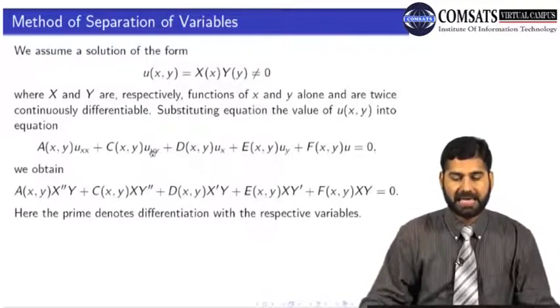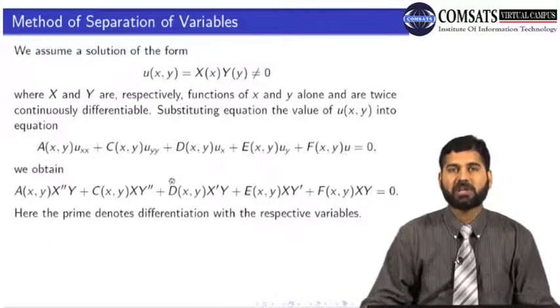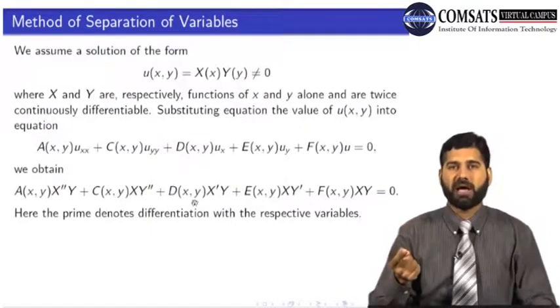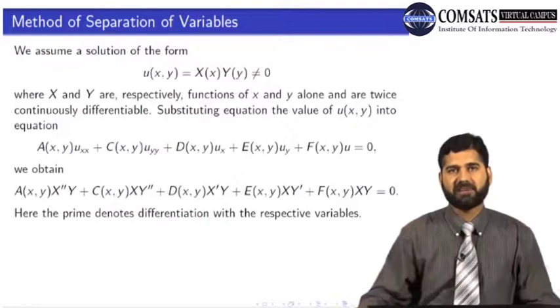Similarly here, X Y double prime, X prime Y, X Y prime, and X Y, no derivative. Where prime denotes the derivative with respect to their respective variables. If there is a prime on Y, this is a derivative with respect to y. If the prime is on X, it's a derivative with respect to x.